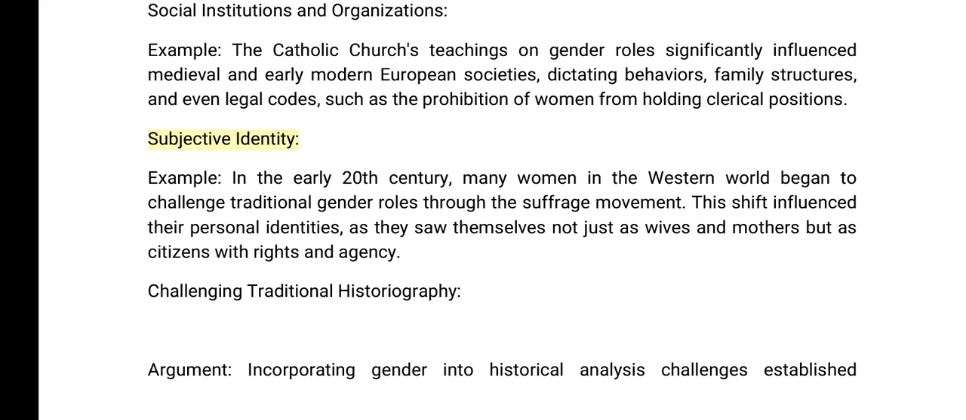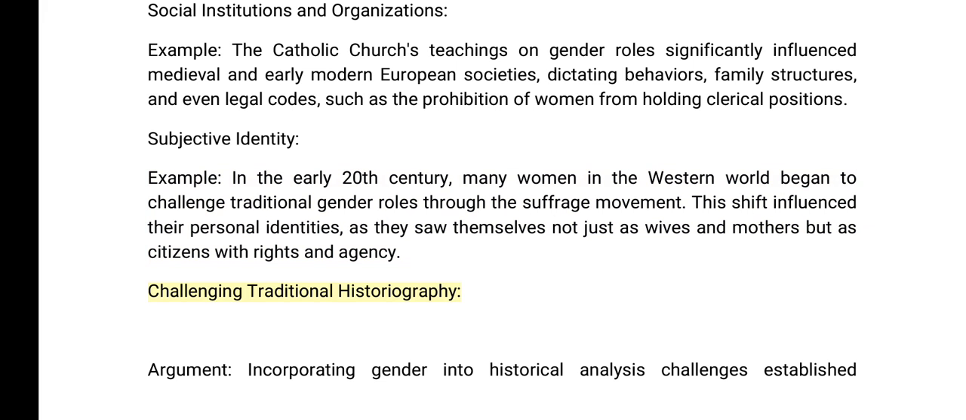Subjective identity. Example. In the early 20th century, many women in the Western world began to challenge traditional gender roles through the suffrage movement. This shift influenced their personal identities, as they saw themselves not just as wives and mothers but as citizens with rights and agency.